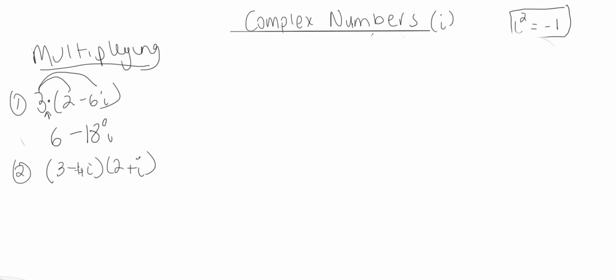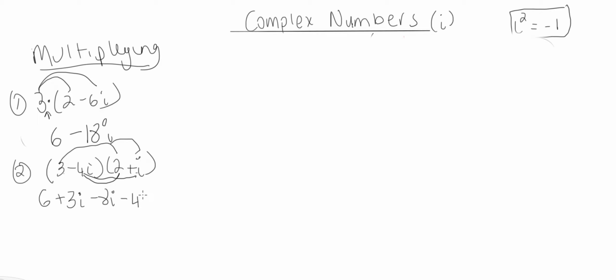Here, I'm going to do more than distribute. You can either use what we call FOIL, which is all distributing. So I'm going to ignore this minus 4i here and start with 3. Distribute the 3 by multiplying it here. So 3 times 2 is 6. 3 times i is 3i. And then do the same thing. Now you're done with the 3. Do the same thing with the negative 4i. Negative 4i times 2 is negative 8i, and it helps you when you draw these arrows. Negative 4i times i is negative 4.